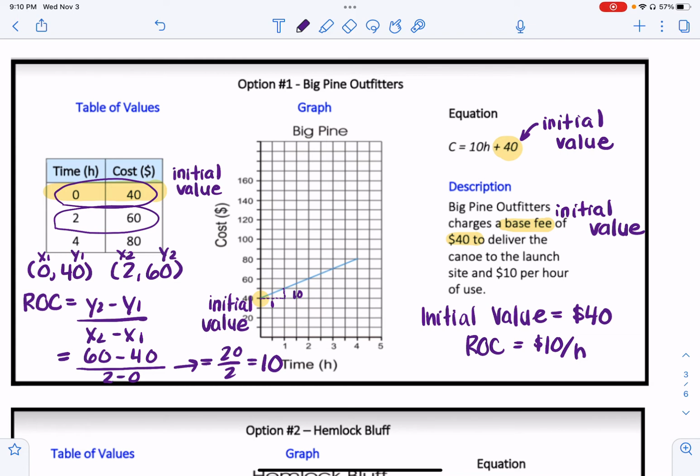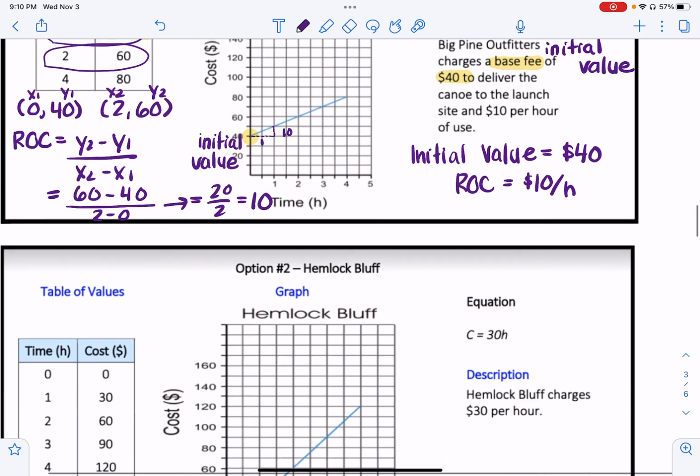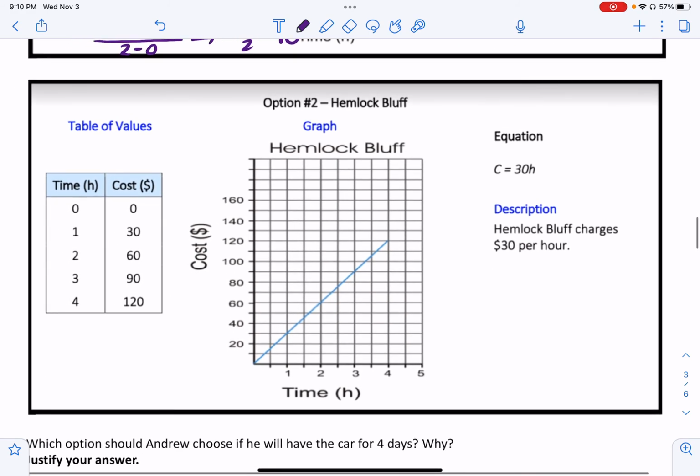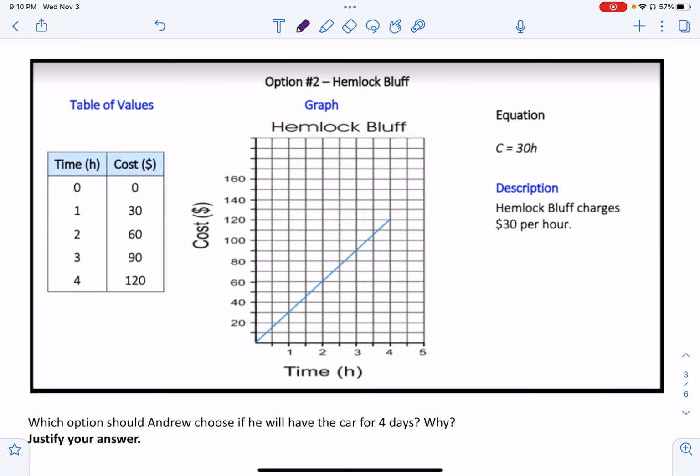Let's look at our next example. So this is Andrew's second option, Hemlock Bluff. So the description, Hemlock Bluff charges $30 per hour. So if you don't use the canoe, you don't pay anything. So let's look for the initial value. So when our time is 0, I've paid $0. So there's our initial value.